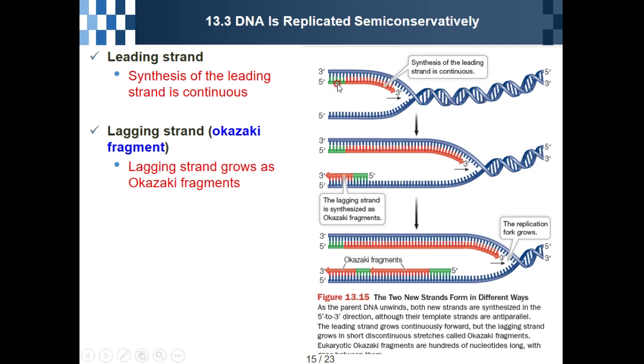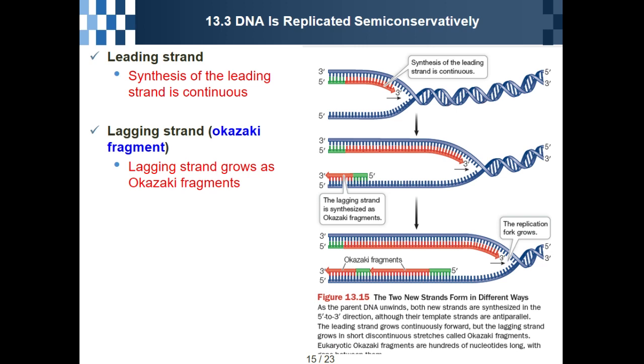Synthesis of the leading strand is continuous. At first it starts from here and continues like this. How about the lagging strand? We call it the Okazaki fragment. The important thing is DNA is only replicated in the 5' to 3' direction.